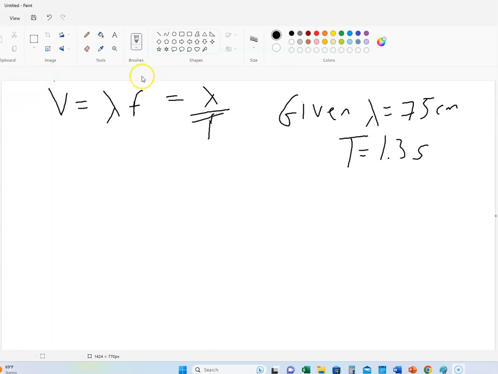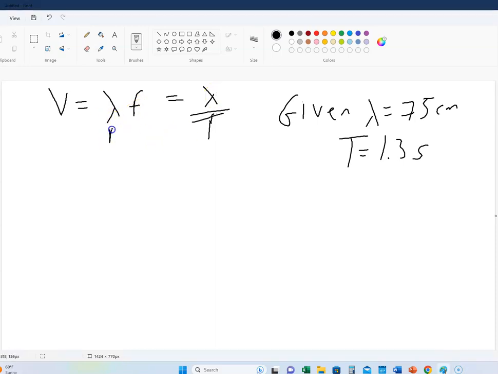So here's our general equation for waves. The velocity of a wave, and this is true for any wave, is equal to the wavelength times the frequency. The wavelength is measured in meters, and the frequency is measured in units called hertz, which is really just 1/seconds. And notice the velocity is also equal to the wavelength divided by the period. Again, the wavelength is in meters, but this time the period is in seconds.